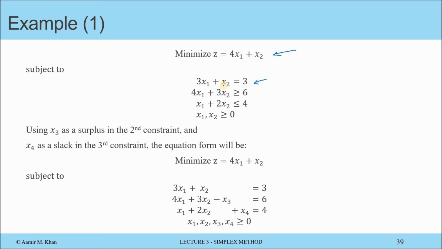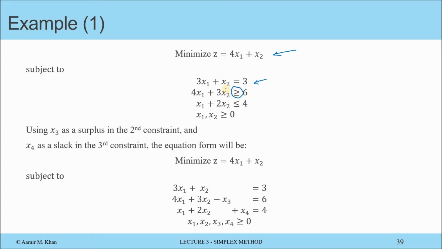What's the problem? The first equation has equality. It already has an equal to sign. So how to put a slack variable when it is already an equal to sign? Slack, if you remember, is added to convert an inequality into an equality. So we can't do that. And over here you have a greater than or equal to sign.